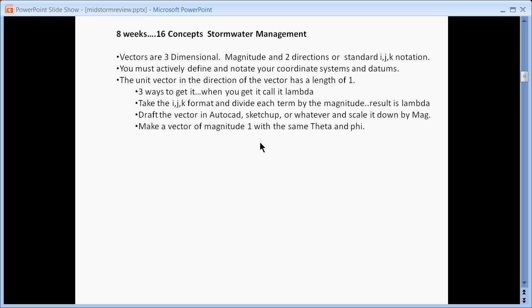You have to understand that the unit vector, the direction of the vector, has a length of 1. There are lots of different ways to get it, but when you do get the unit vector, you call it lambda, and then the vector itself is defined by the magnitude times that unit vector lambda. Lots of different ways to get it, but lambda will have a length of 1 and it will give the direction of the vector.